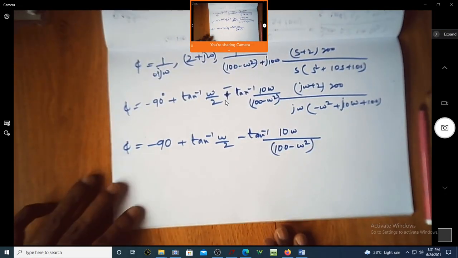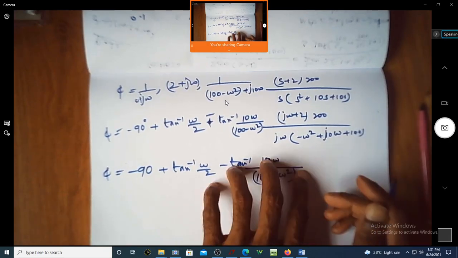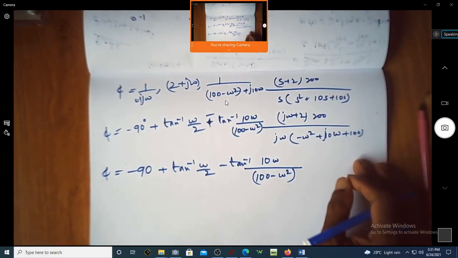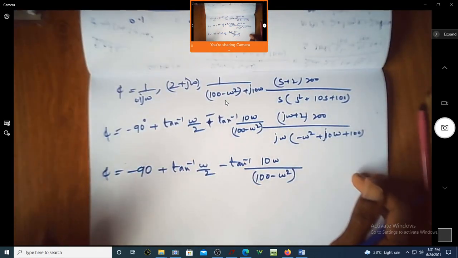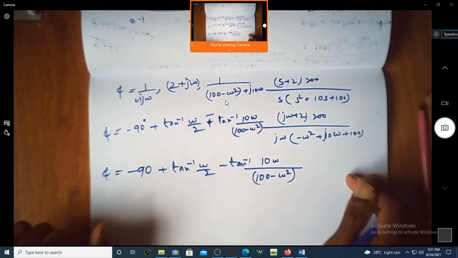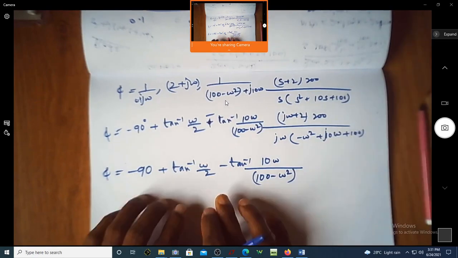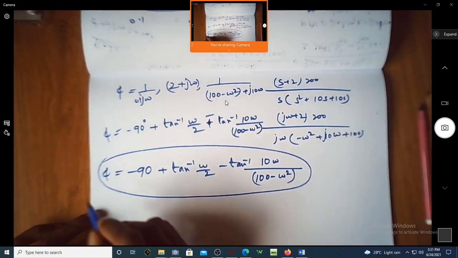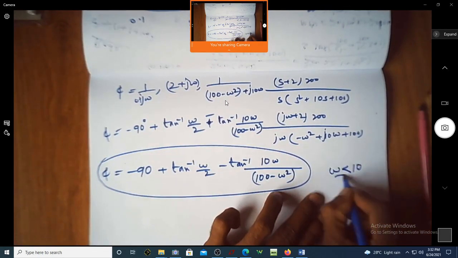Fine. Suppose this is not the phase equation for all values of omega. Why is it not the same for all values? Because so far, when we discussed the phase equation, we didn't have different phase equations for a single transfer function; we had only a single equation. Now what I'm saying is this is not the only phase equation for all values of omega. So this is valid for omega less than 10.